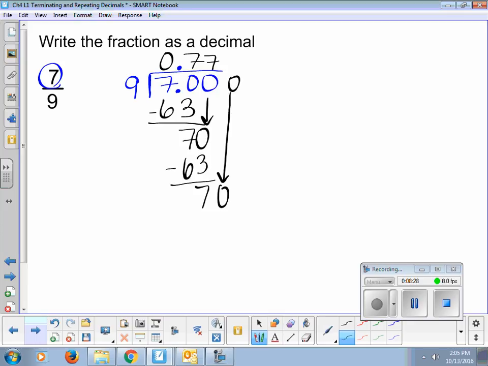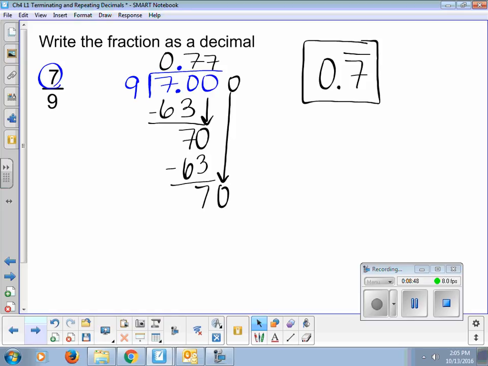What do you notice about this? It repeats. It's going to keep going. We could keep going and answer this question forever. How do we write a repeating decimal? Put a line over it. So we'd have 0. What number is repeating? 7. So we want to put our bar notation above the 7. And we get an answer as 0.7 repeating.